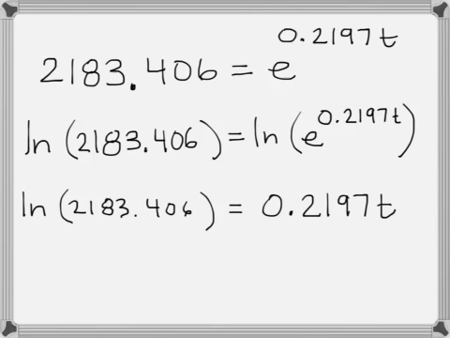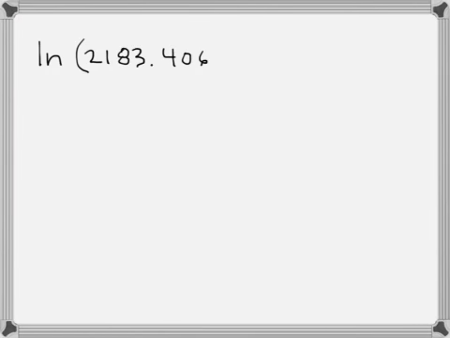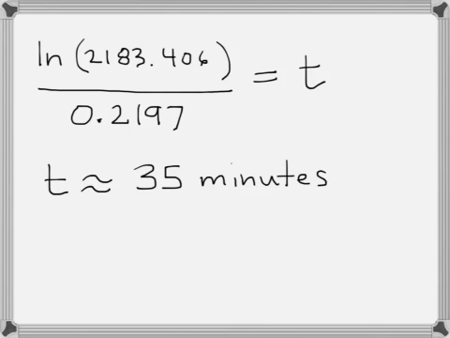Okay, and so now the last step would be to divide both sides by the number with t there, and so we wind up with t equals the natural log of 2,183.406 divided by 0.2197. And if you plug that into your calculator and just round to the nearest whole number, it comes out to be 35 minutes.